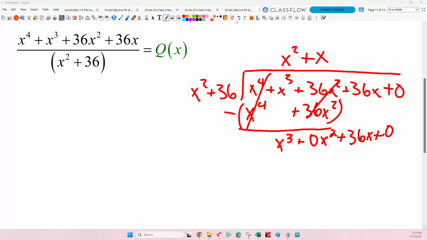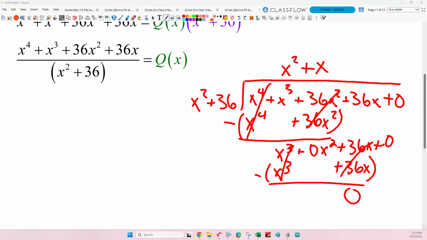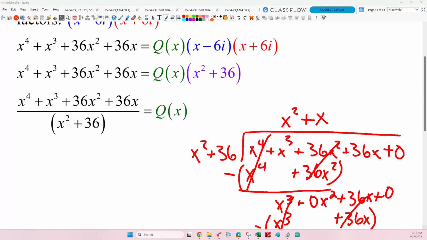Okay, so what's x times x squared? And then x times 36? 36x. What's going to happen here? So what are we left with? 0x squared plus 0x plus 0. Well, it's just going to be 0. These are going to cancel. So it's just 0. So q of x equals x squared plus x. There's no remainder.